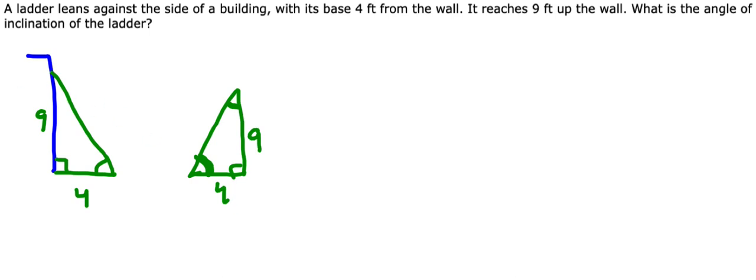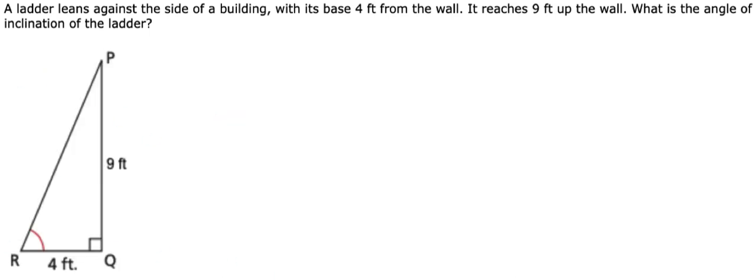If you wanted, here's the same drawing from the textbook, and you can see it's a little bit prettier than mine, but the same idea. 4 feet, 9 feet. This is your ladder. Some people will draw it so it looks like a ladder. If you want to do that, go ahead. The important thing is you have a triangle that has a right angle, and this is your angle of inclination.